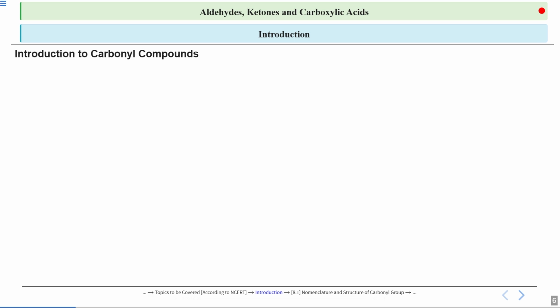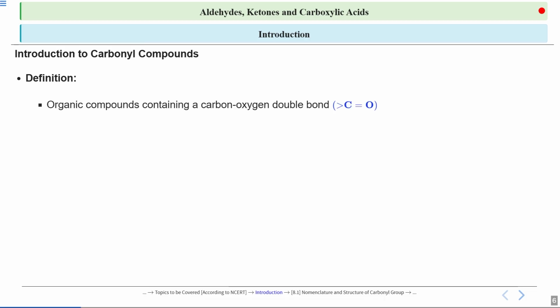Today we will start with carbonyl compounds. First we will see how we define carbonyl compounds. The organic compounds which contain a carbon-oxygen double bond, as you see over here, are called carbonyl compounds. This C=O group is called the carbonyl group. You will see that this C=O group is present in aldehydes, ketones and carboxylic acids.